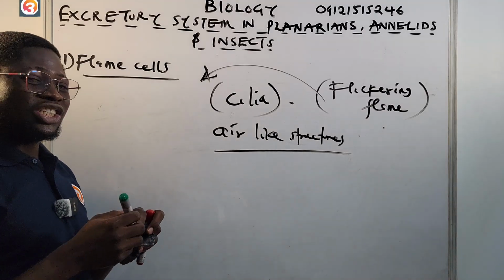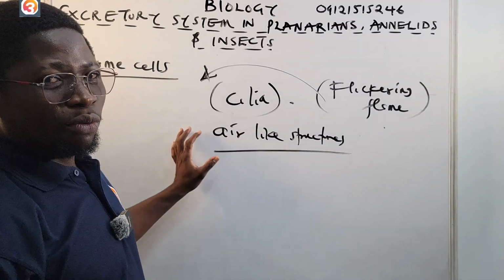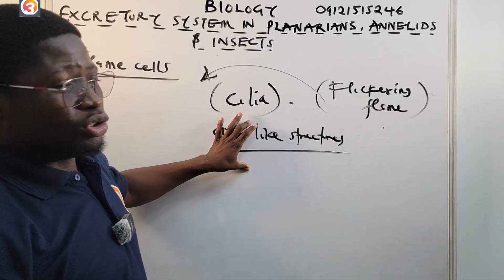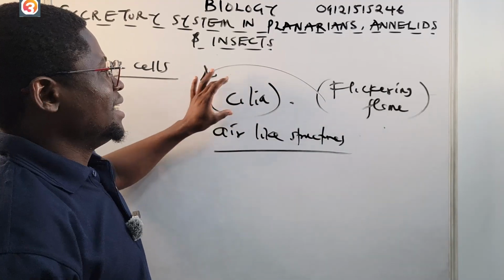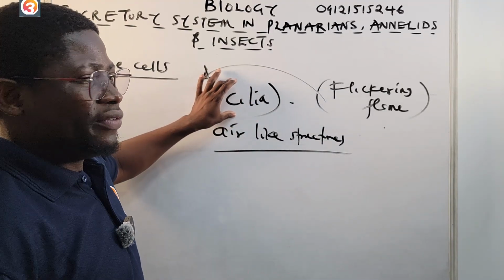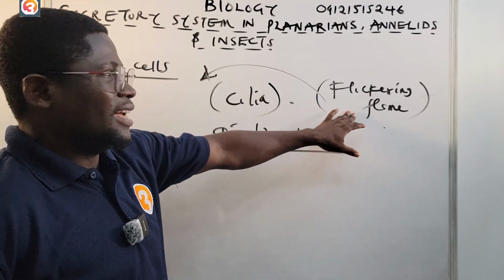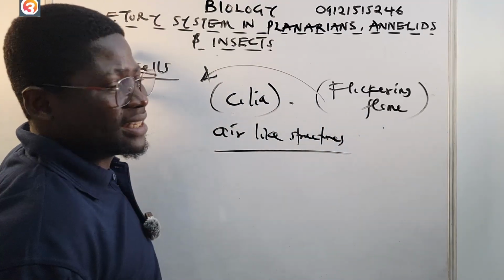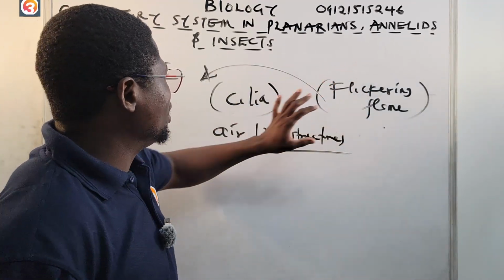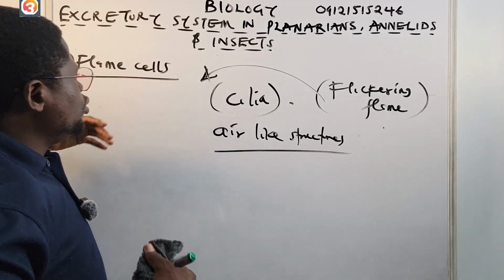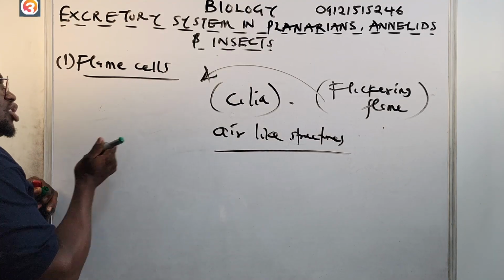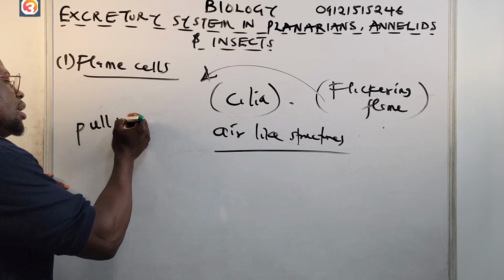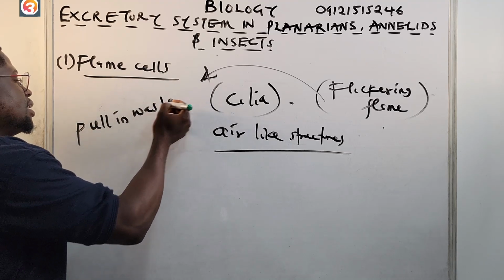We say they are special structures with hair-like structures called cilia. And of course, they move like a flickering flame, like we said. These flame cells move like a flickering flame, and they help to pull in waste and extra water.